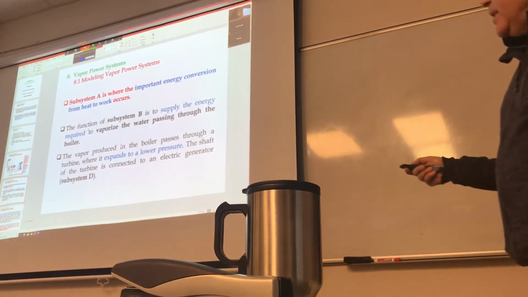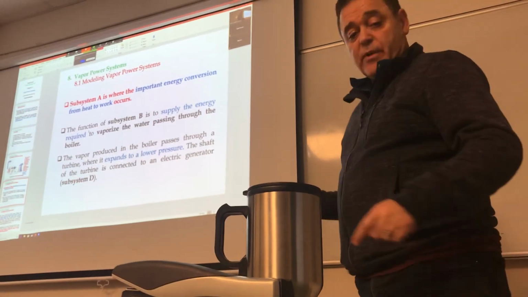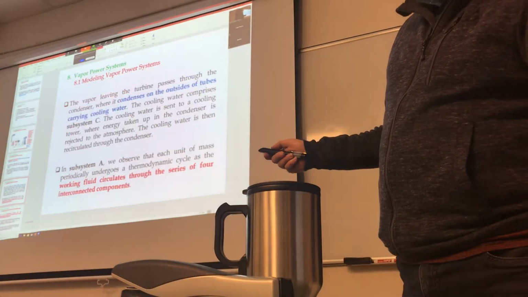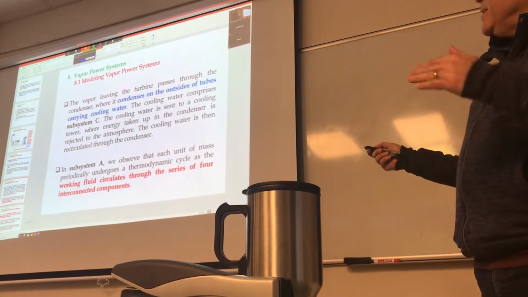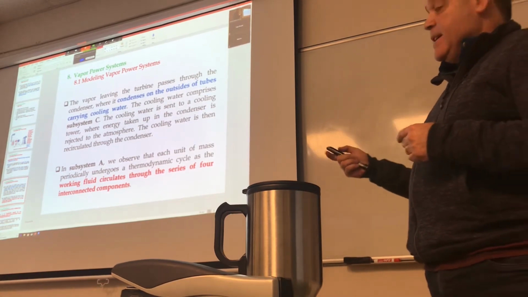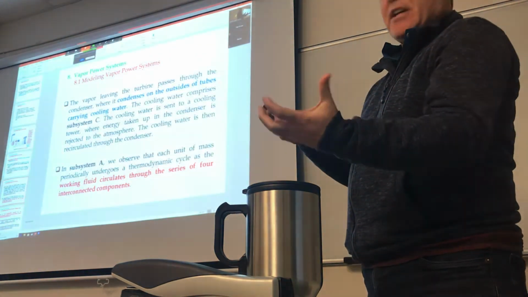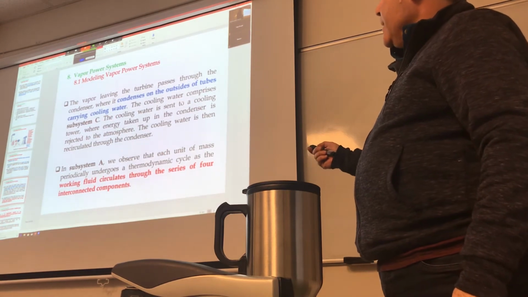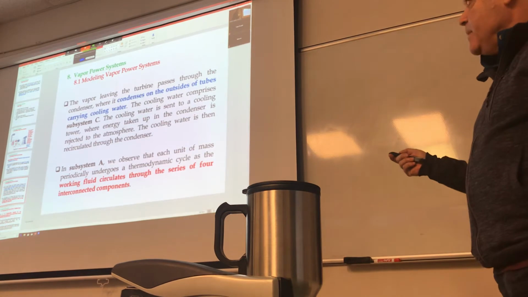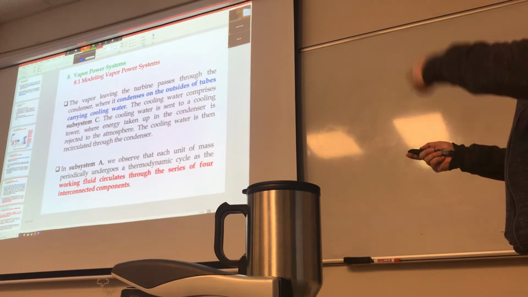The vapor produced in the boiler passes through a turbine where it expands to a lower pressure, which I just explained. The shaft of the turbine is connected to an electric generator, which is another subsystem. The vapor leaving the turbine passes through the condenser, where it condenses on the outsides of tubes carrying cooling water. That's how it gets cooled off. It condenses, and then now you get just liquid. The cooling tower or water comprises subsystem C. The cooling water is sent to a cooling tower where energy taken up in the condenser is rejected to the atmosphere, and then the cooling water is recirculated through the condenser.